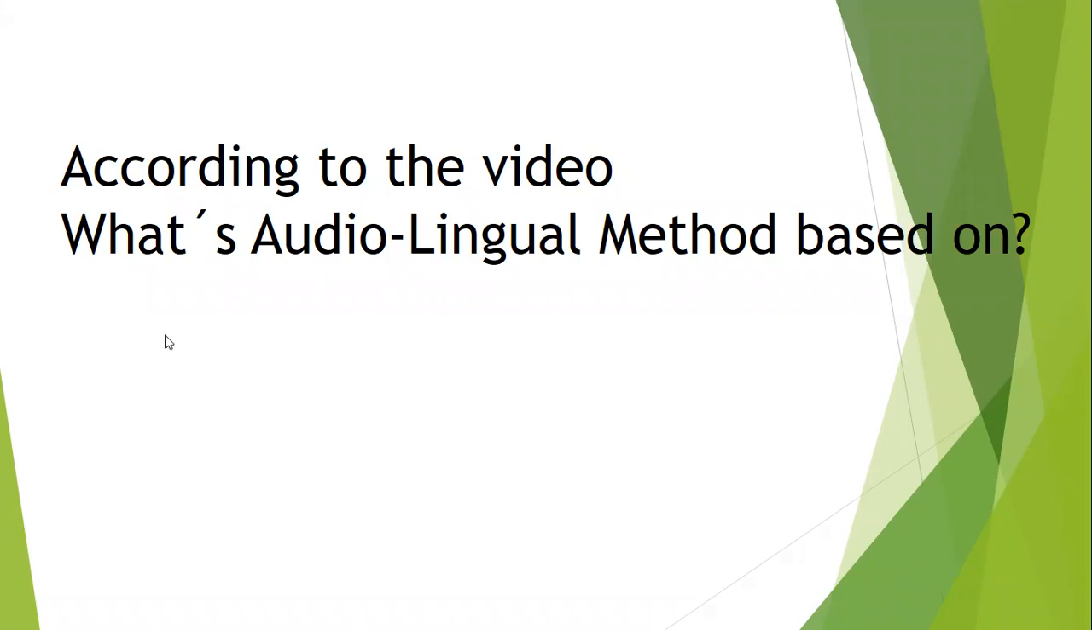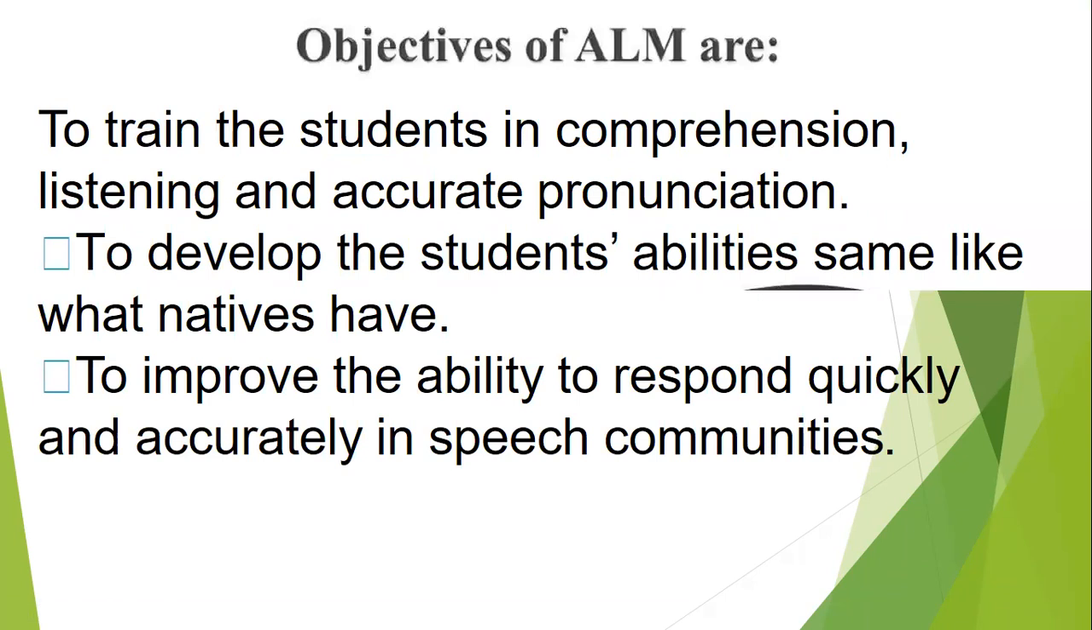So, audiolingual method, thanks to all of you. The objectives of ALM are to train the students in comprehension. Remember, for the audiolingual method, the students always pay attention to you. They are going to try to follow you in order to get all that you are saying. That is comprehension, listening and accurate pronunciation.